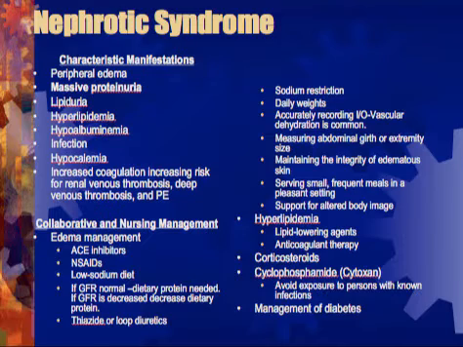What we're going to do with these folks: ACE inhibitors we're perhaps going to be given, NSAIDs, low sodium diet. If their GFR is normal, dietary protein is needed. If the GFR is decreased, they need decreased dietary protein, because we know the more protein in the diet, it does make the kidneys work harder, so we're going to watch that carefully.